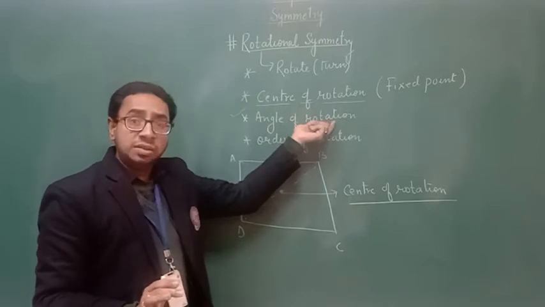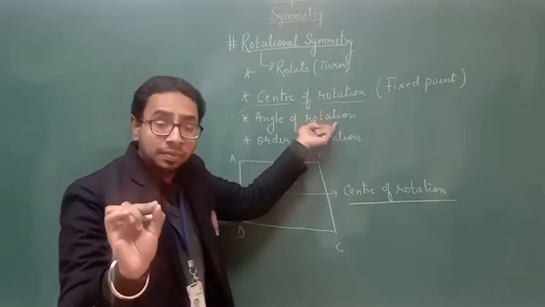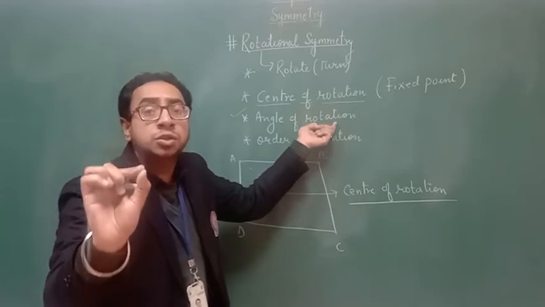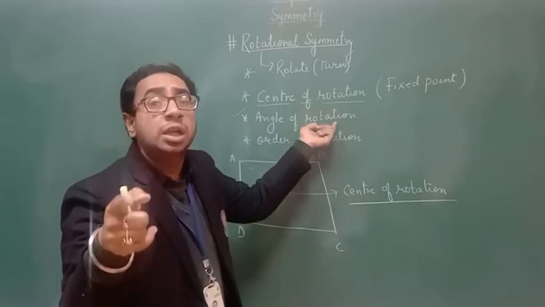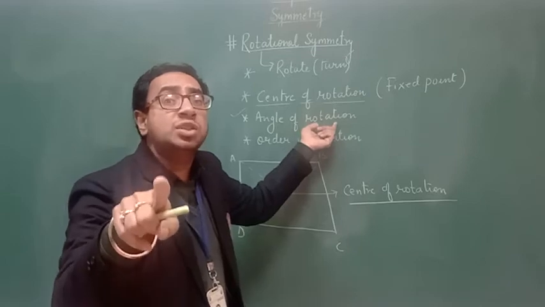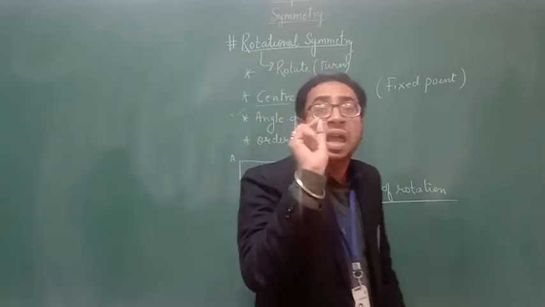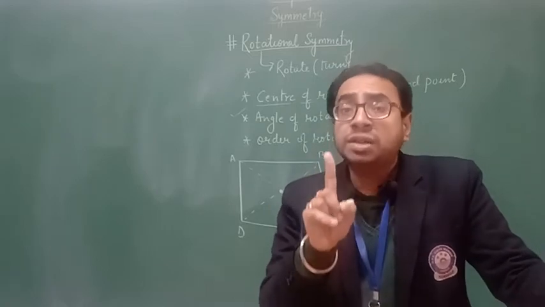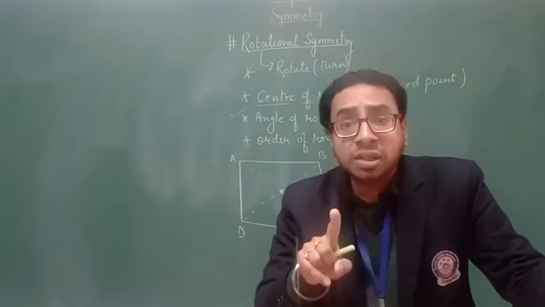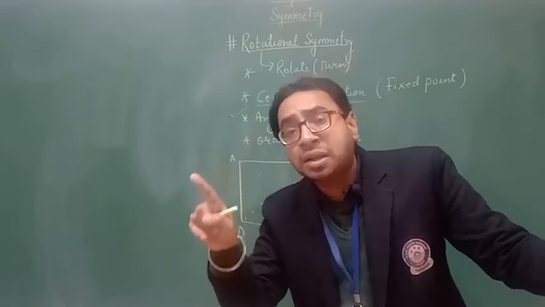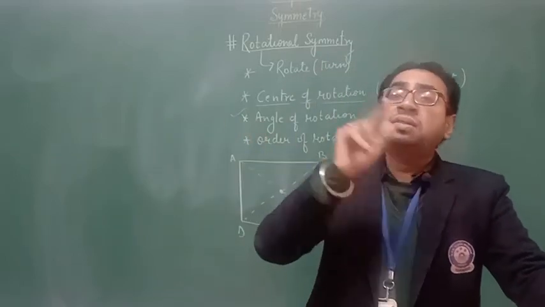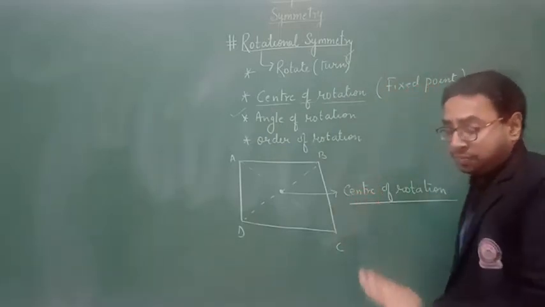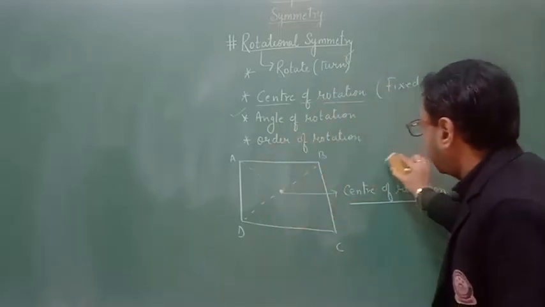Angle of rotation means at what angle an object or a shape must be rotated so that on rotating that object through that angle, we get the same shape back. Again, I am repeating: angle of rotation means that angle at which an object must be rotated so that rotating through that particular angle, we get the same object back. That is angle of rotation. I'll take the example of a square only.